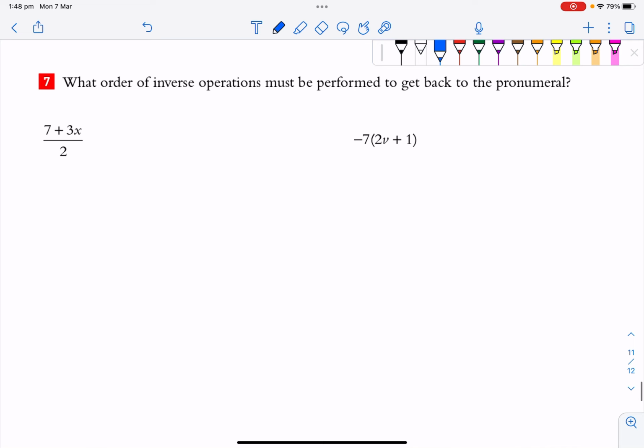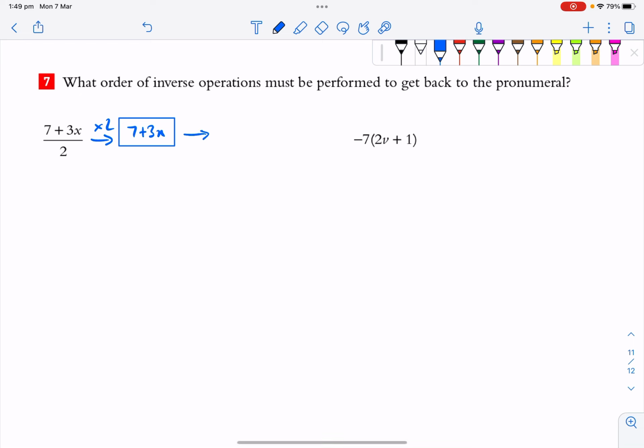All right, and then finally this one here. We're going to try and go back to the letter. So the letter here is x. I want to make it so we only have to deal with x. So first step we're going to do is get rid of the 2. And we do that by multiplying by 2. Why, you say? Well, the 2 right now is dividing. So to get rid of it, we multiply. So that's multiply by 2.